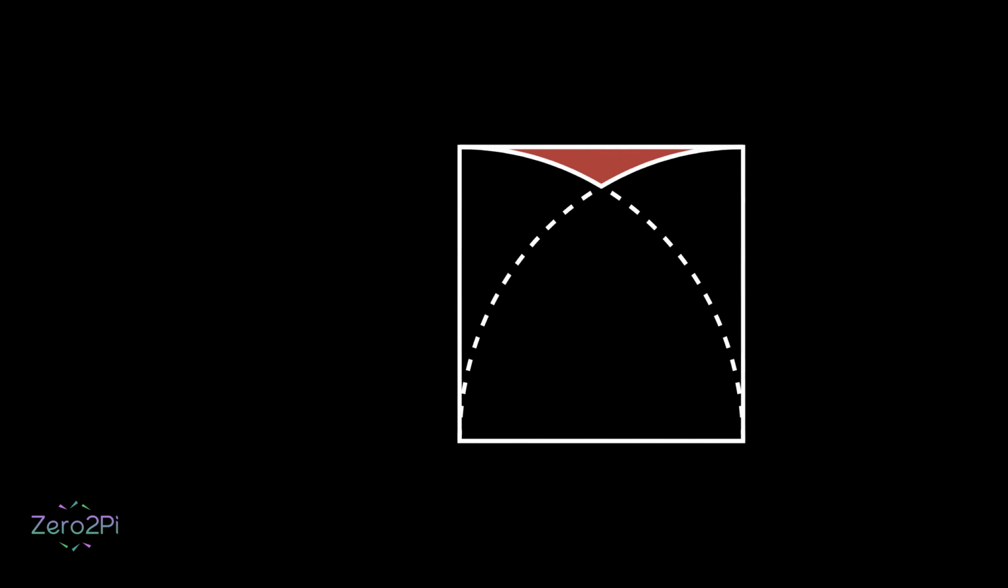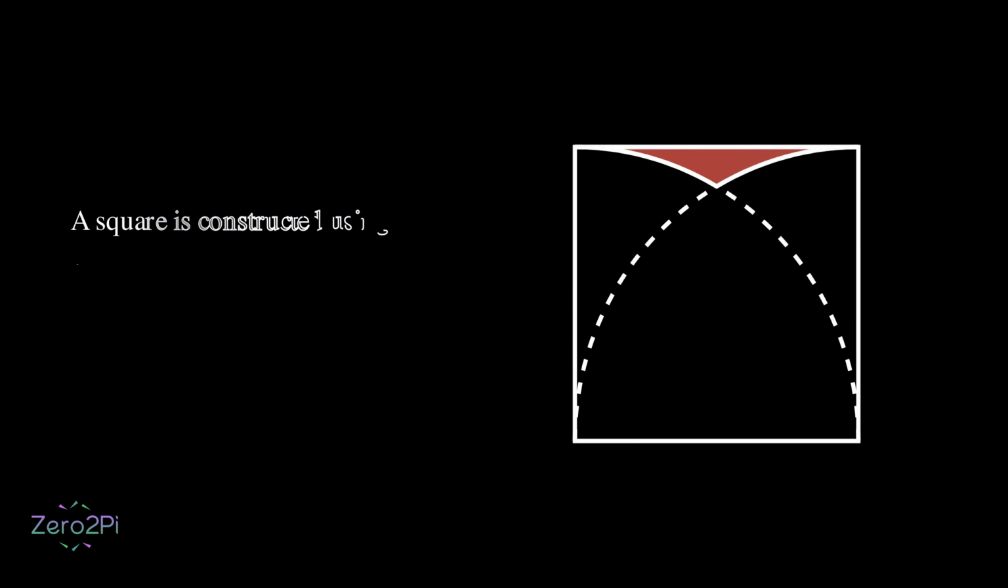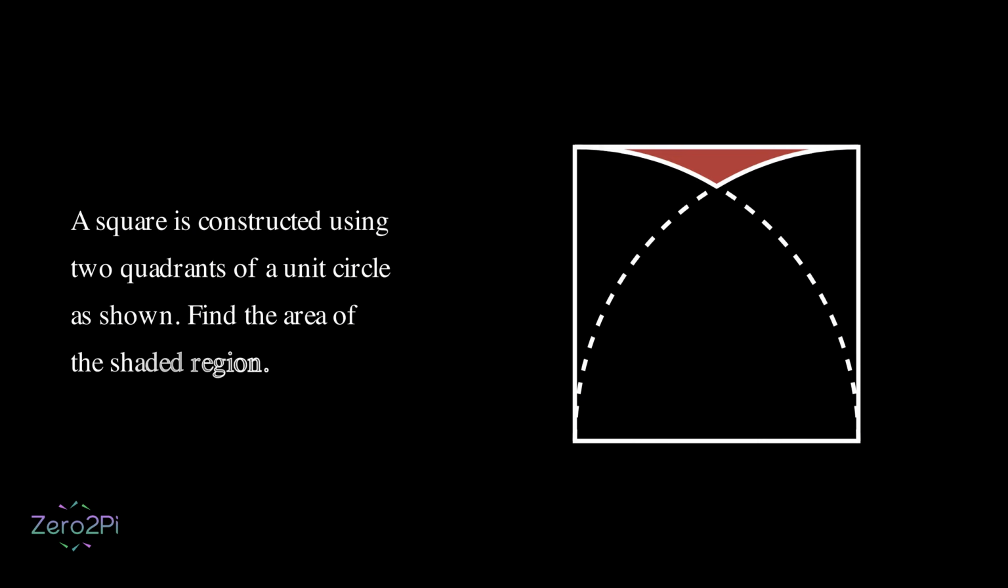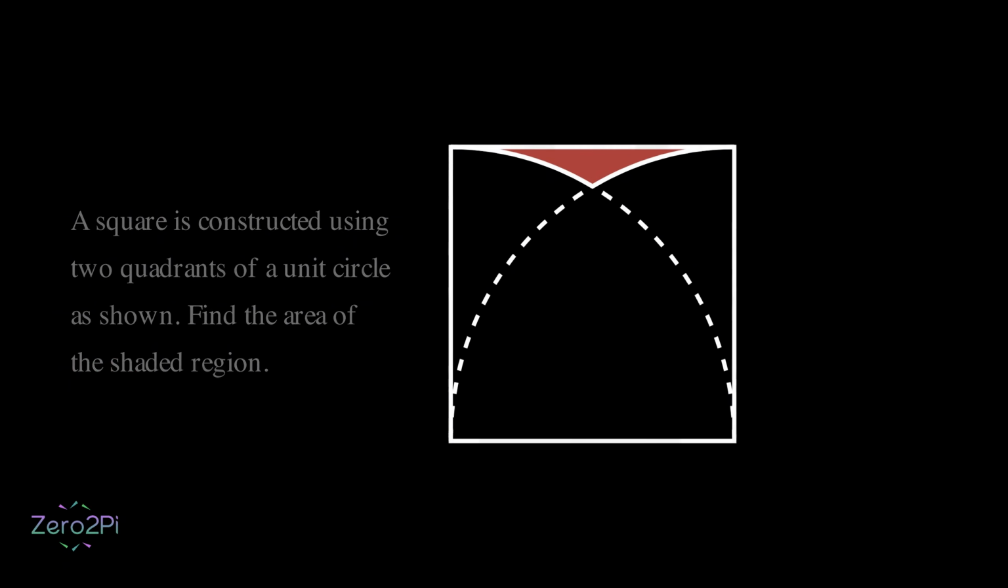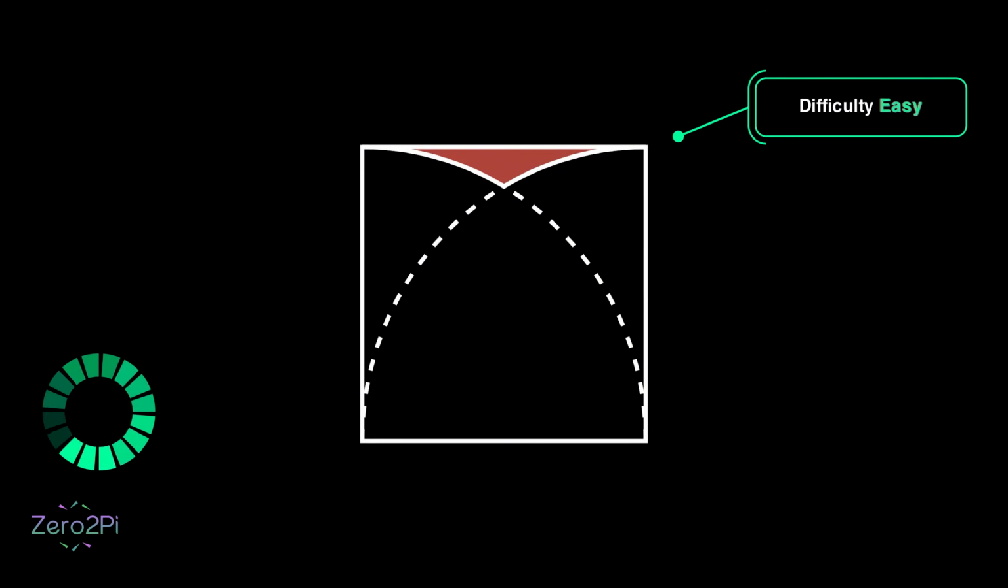The problem statement says that a square is constructed using two quadrants of a unit circle as shown. Find the area of the shaded region. I encourage you to pause the video and see if you can figure it out on your own.